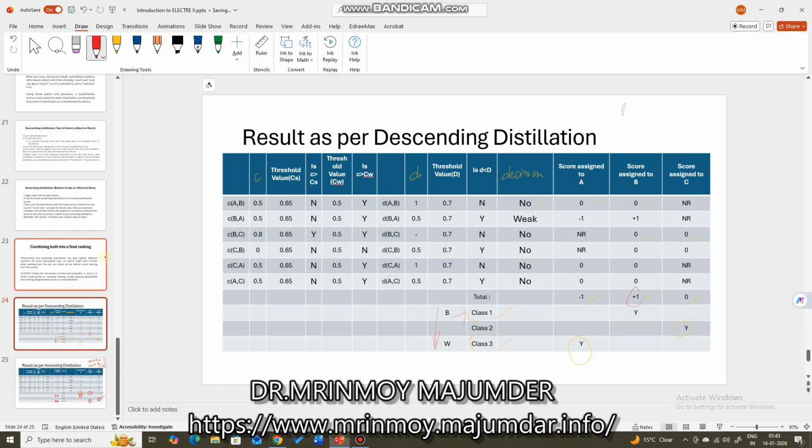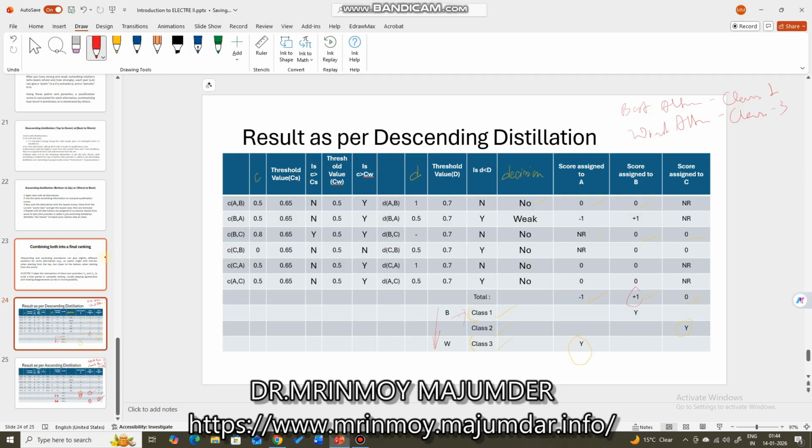The best alternative is assigned class 1. The worst alternative is assigned class 3. So here this class is representing that we go from class 1 as the best to class 3 as the worst, so we are going from best to worst.